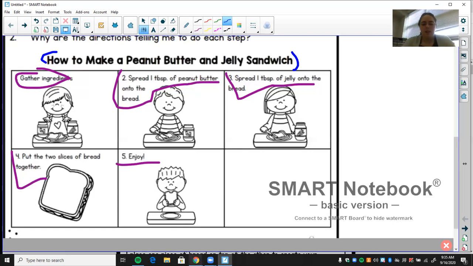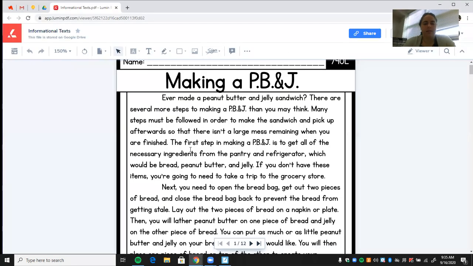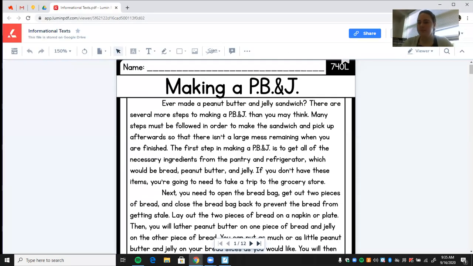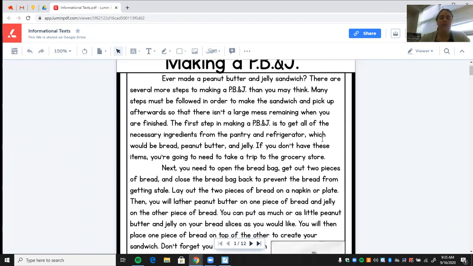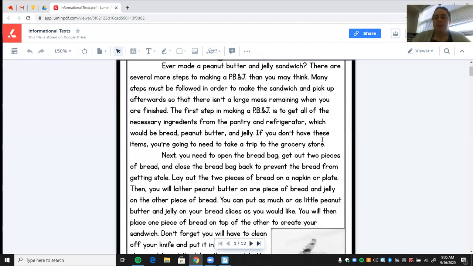All right, so let's look at our first article. This is our technical text, making a PB&J. It says, ever made a peanut butter and jelly sandwich? There are several more steps to making a PB&J than you may think. Many steps must be followed in order to make the sandwich and pick up afterwards so that there isn't a large mess remaining when you are finished.